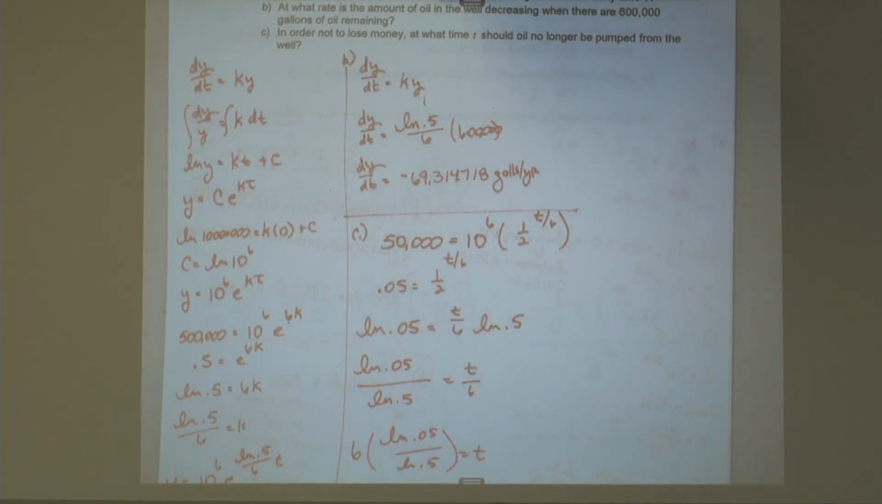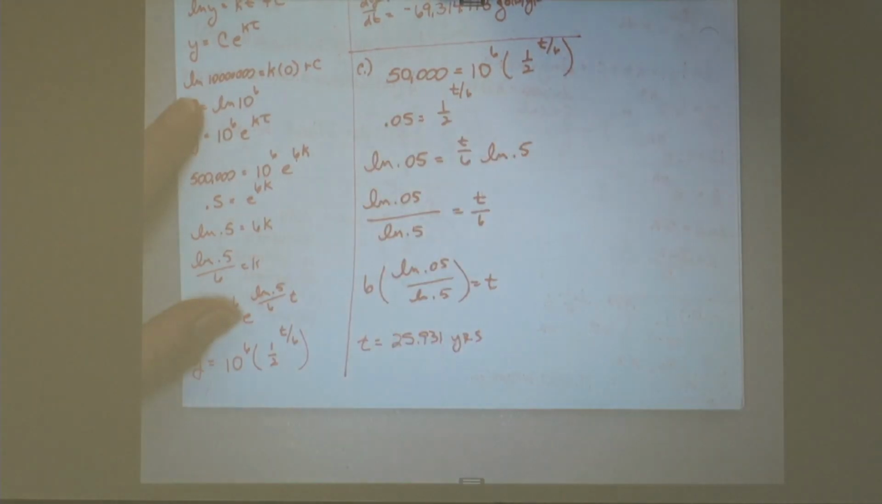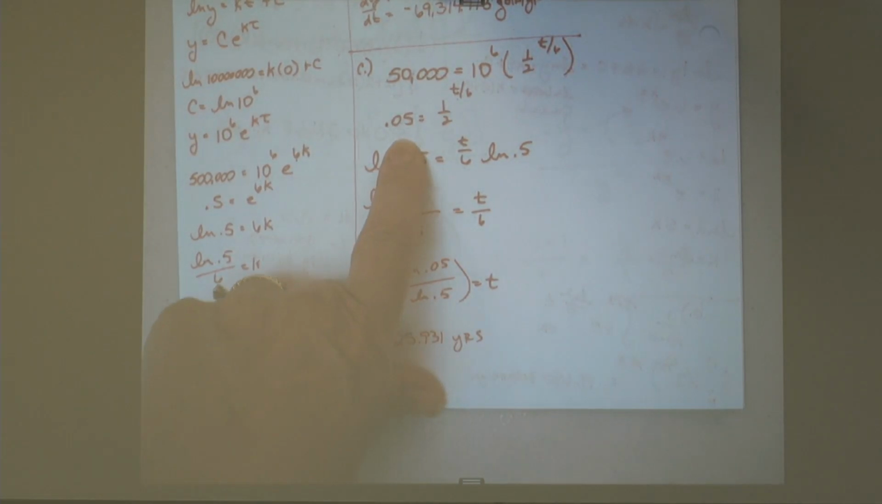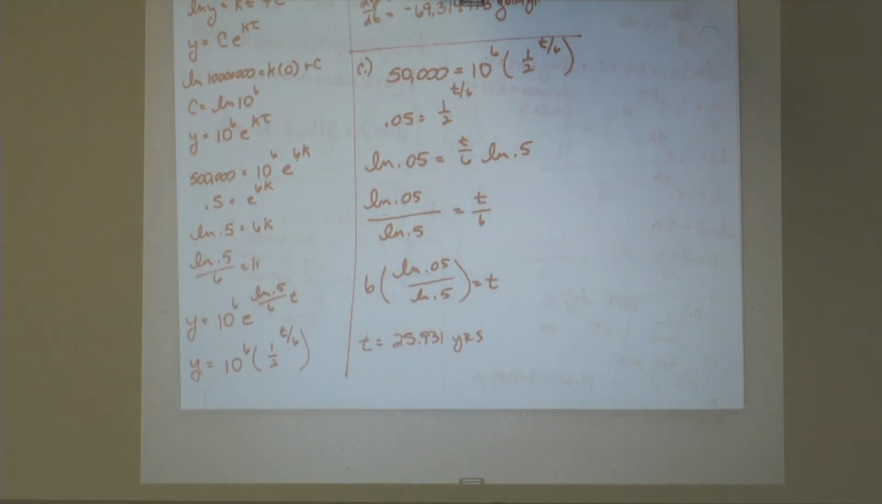In order not to lose money, when should oil no longer be pumped from the well? Well, remember, they told us that when we're at 50,000 gallons, we start losing money. So we go straight into our y equals Ce to the kt equation with that. We end up with 0.05, 50,000 divided by 10 to the 6th, is 1/2 to the t divided by 6 power. We're going to take the log of both sides. In this case, we can't get rid of the 1/2 because it's not e. So I've got natural log 0.05 divided by natural log 0.5 is t over 6, and we end up with 25.93 years.